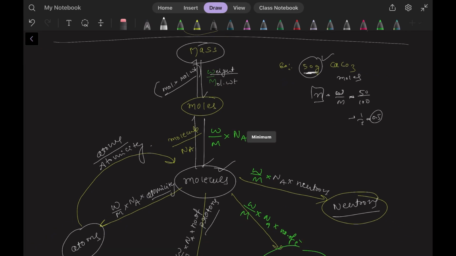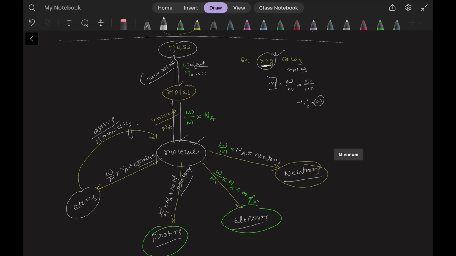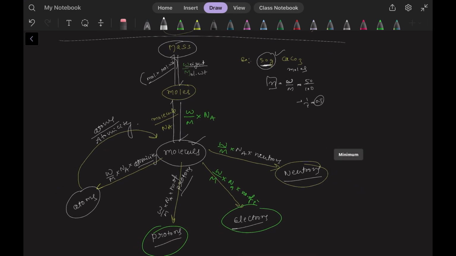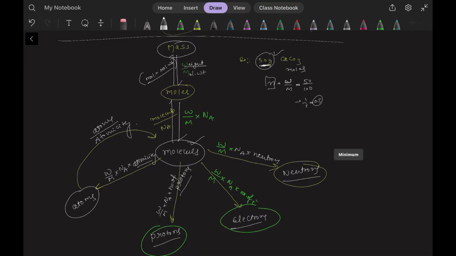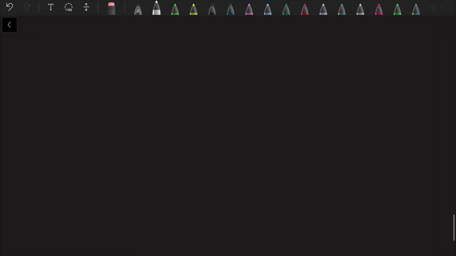This is the flowchart I mentioned. You can solve any question based on the moles with respect to mass, atoms, protons, electrons and neutrons. One or two questions we'll discuss, then remaining will go for the next topic. So here I am going to discuss the last question related to that.